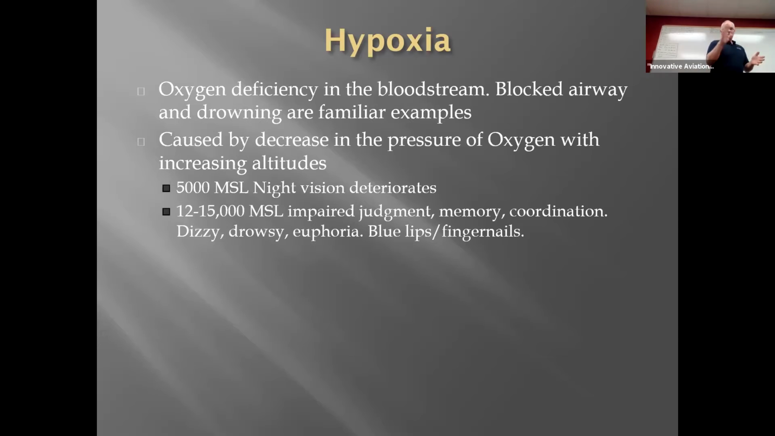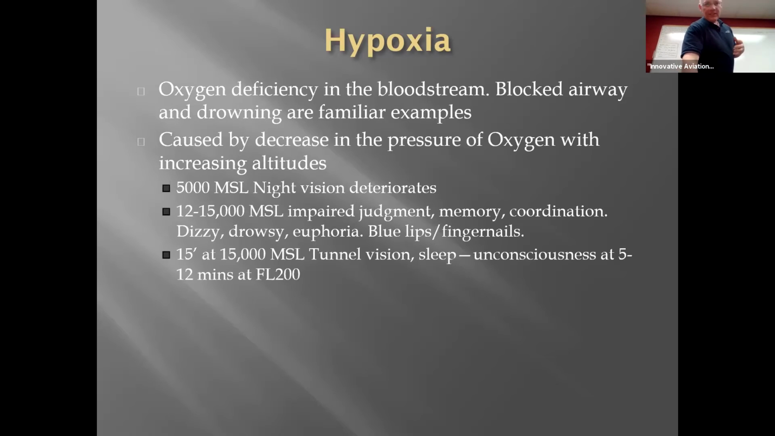And in fact, at 12 to 15,000 feet, you start to get impaired judgment and memory problems, coordination problems, dizziness, drowsiness, euphoria, headache, blue lips and fingernails. So a lot of things can go wrong when you're having hypoxia. At 15,000 feet, you start to get tunnel vision, like when you stand up too fast. And at 20,000 feet, you can actually lose consciousness without enough oxygen.